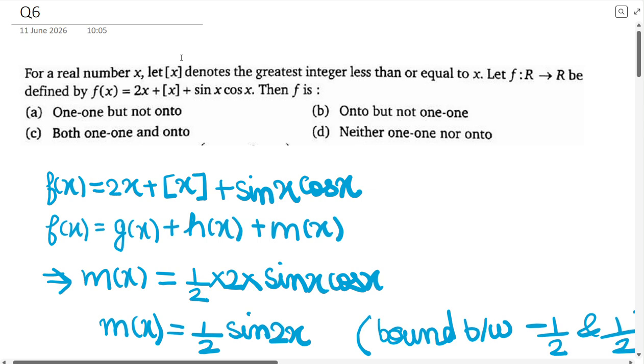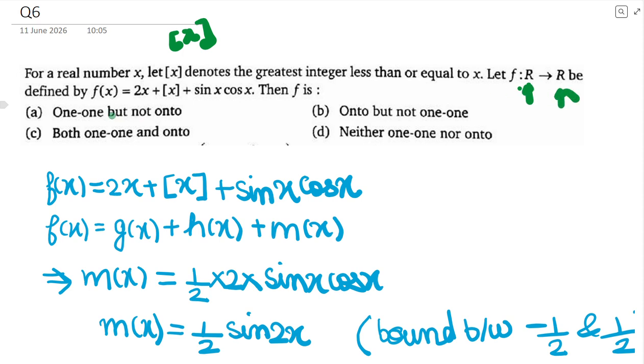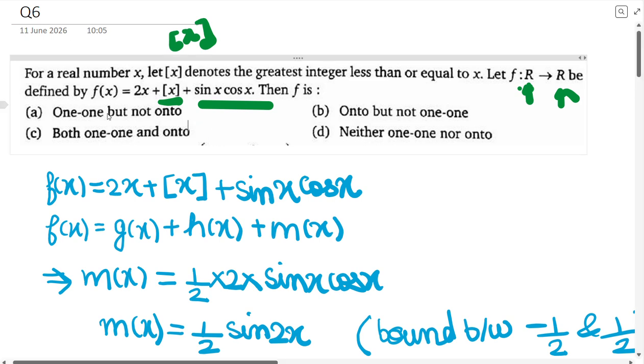So this question says that for a real number x, let square brackets x, which is known as the greatest integer of x, be less than or equal to x. Let f be a function whose domain is R and whose range is also R, defined by f(x) = 2x + [x] + sin x cos x. Then f is... we have to see which property it is following, whether it is both one-one and onto, neither of them, or either of them, right?